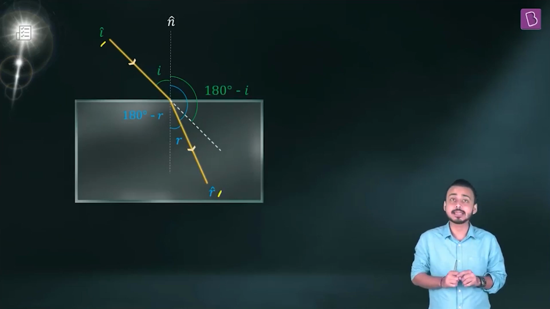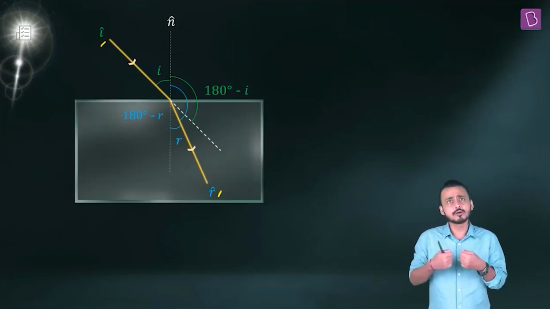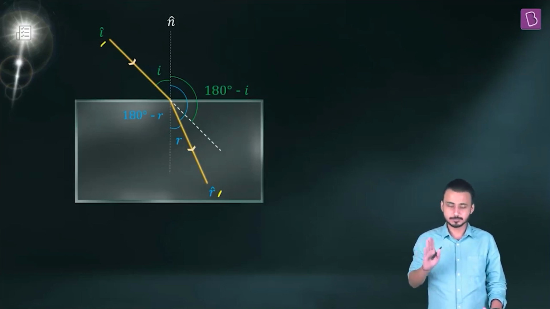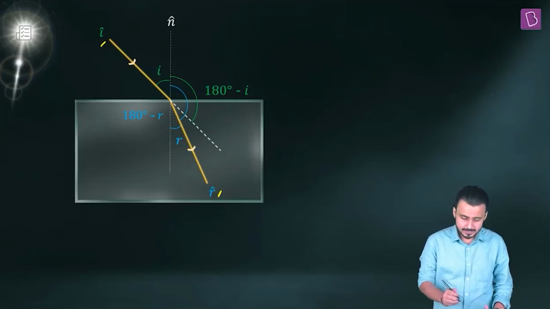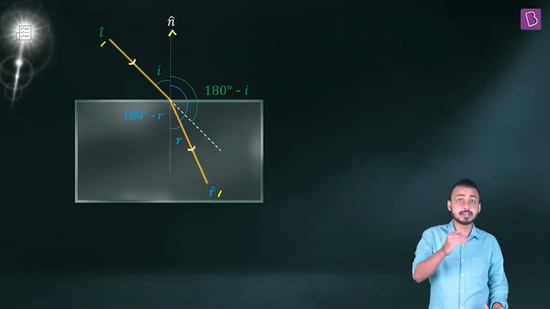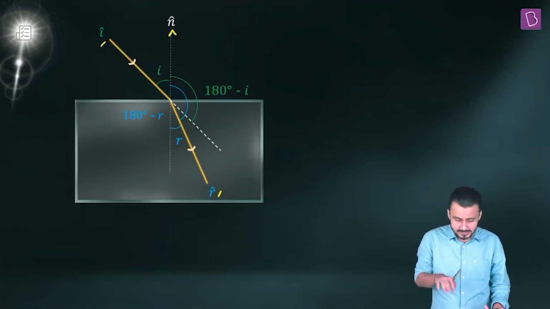So the magnitude of I cap and R cap in this case will of course be unity, but they are just reflecting the directions of the incident ray and the refracted ray, correct? And this is N cap, directed towards the incident medium, right? Let's say this is all in the plane of paper.